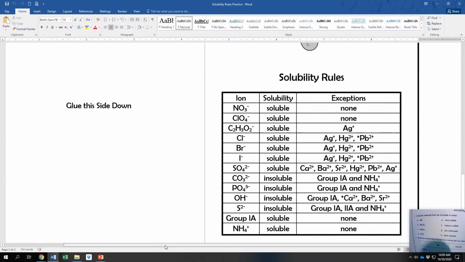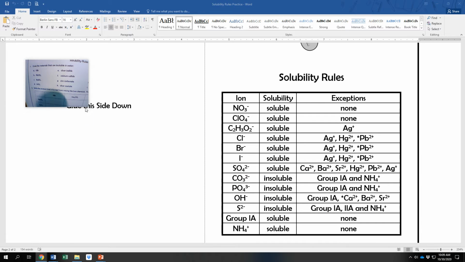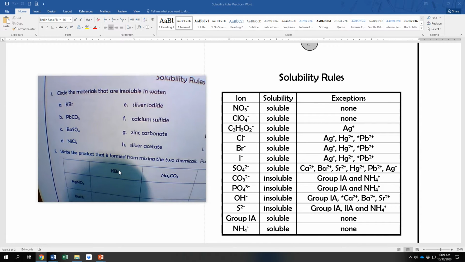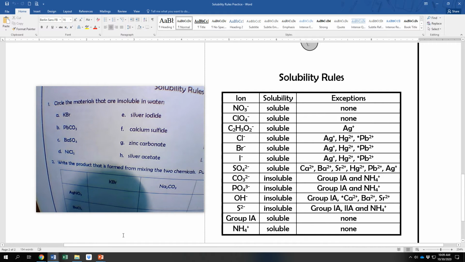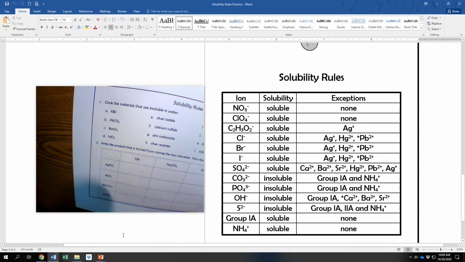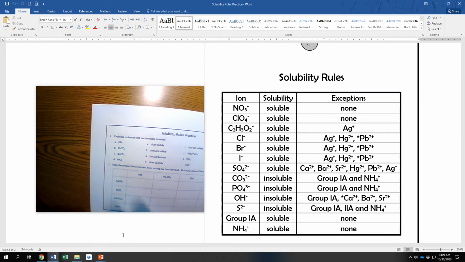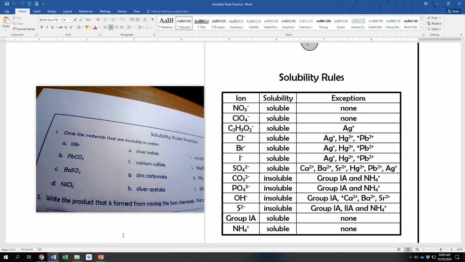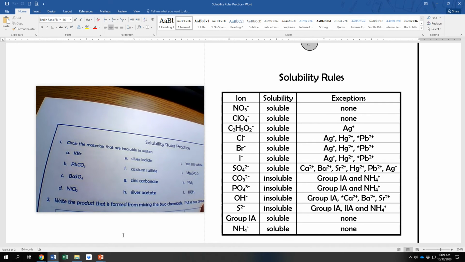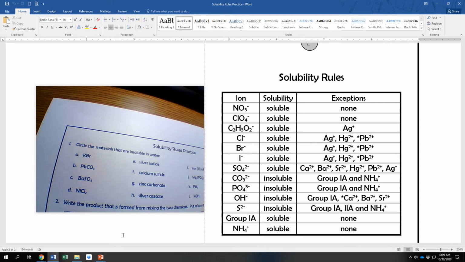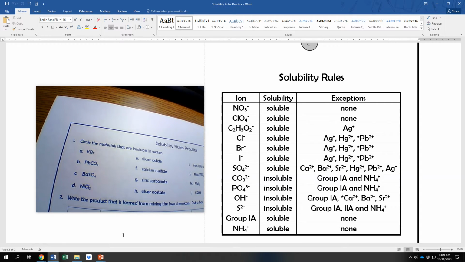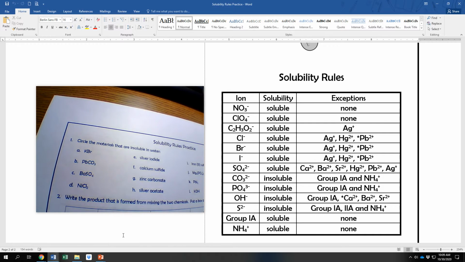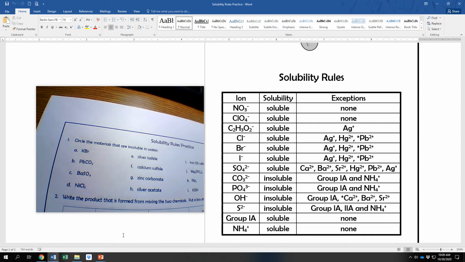Okay, so here's our solubility rules. I'll make this a little bit bigger for us. All right, so the first thing is we're going to figure out whether or not these guys will dissolve. Much better. We're going to circle the materials that are insoluble in water, meaning they do not dissolve, they stay a solid.